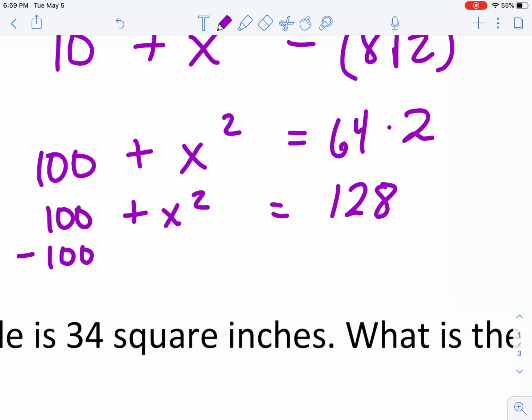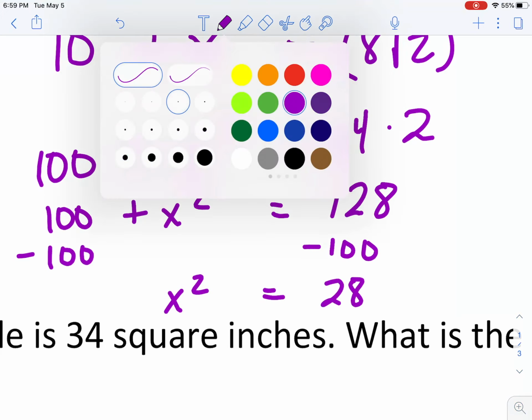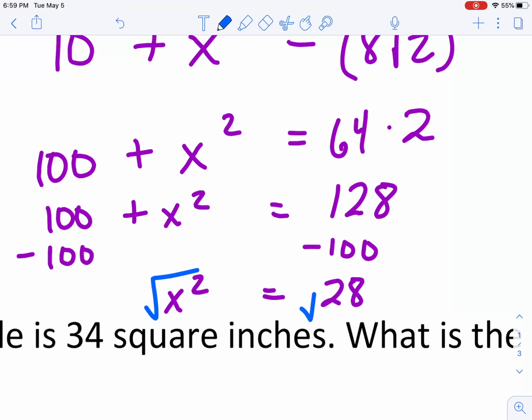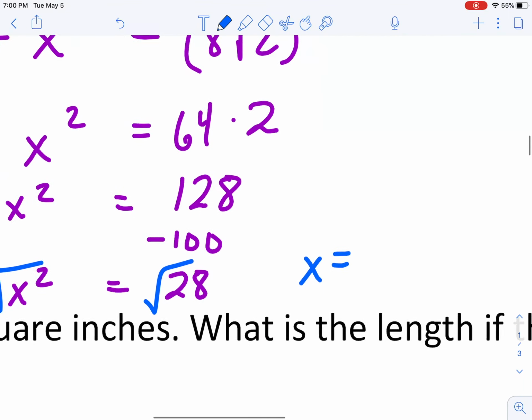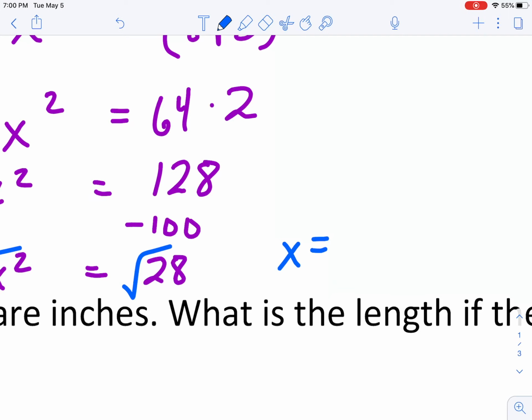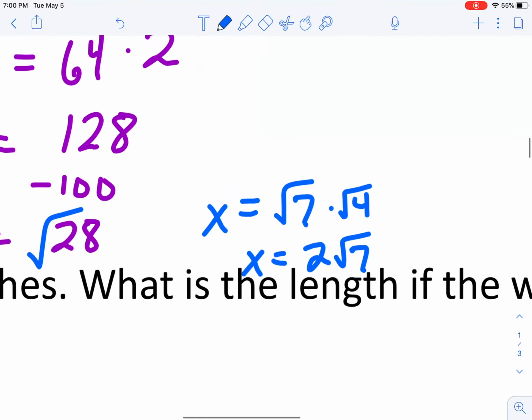Subtract 100 from both sides. You get x squared equals 28. Let's go ahead and take the square roots. X equals, that would split up into radical 7 times radical 4. So this would be 2 radical 7, because radical 4 simplifies to just 2.